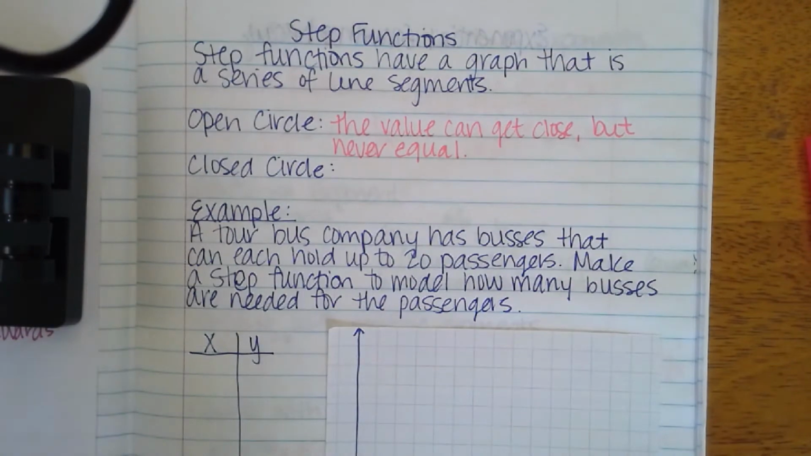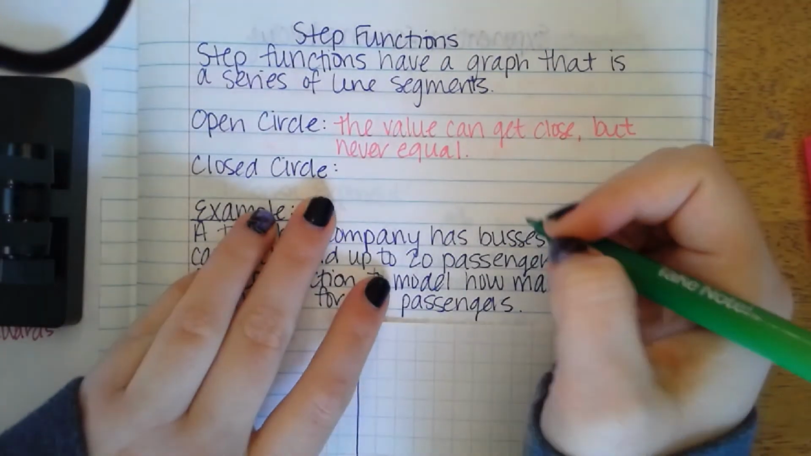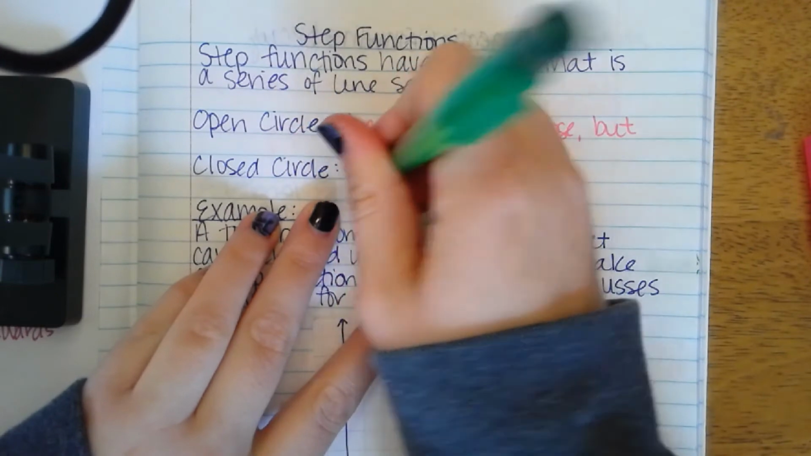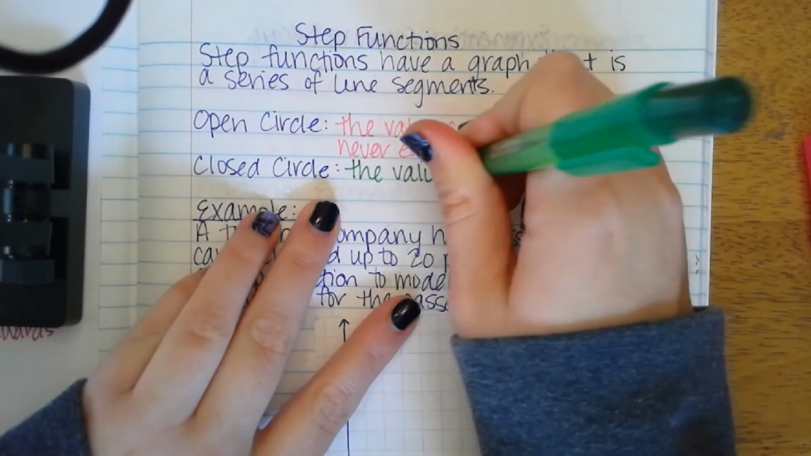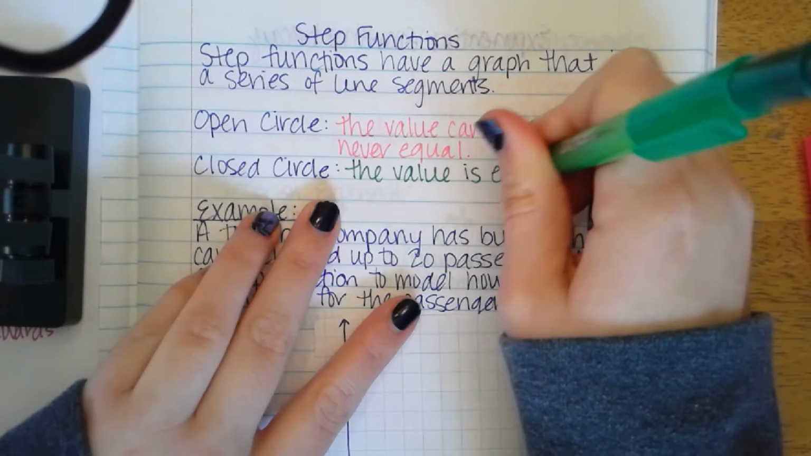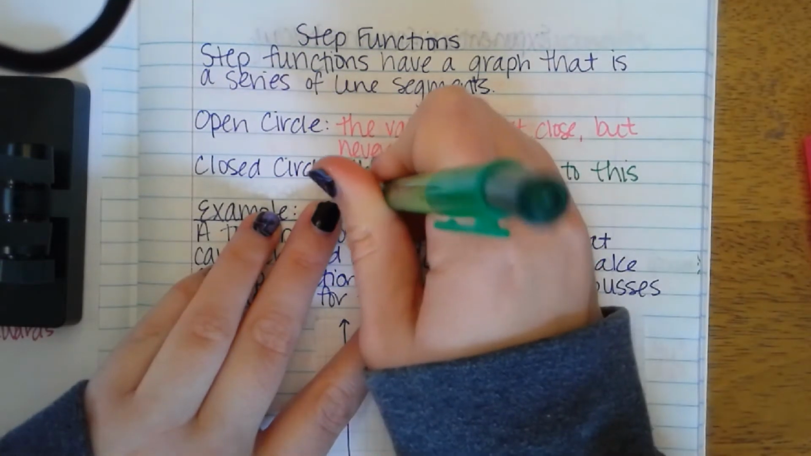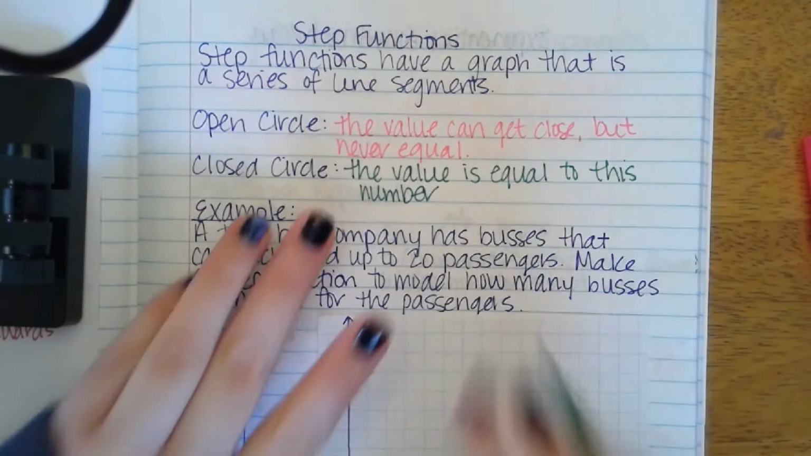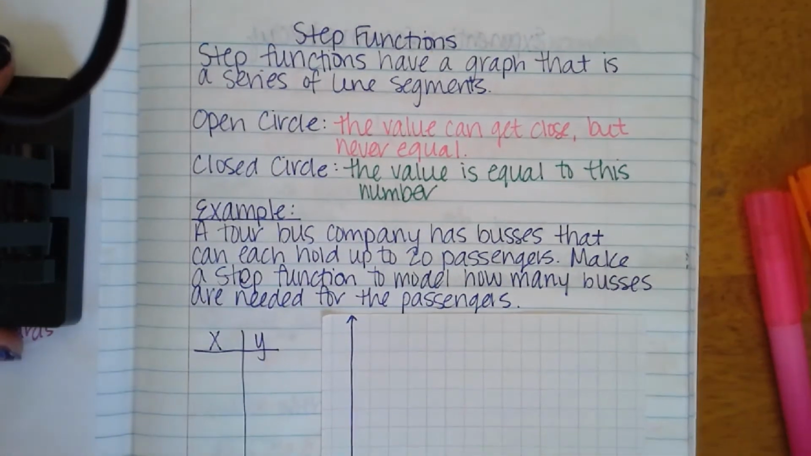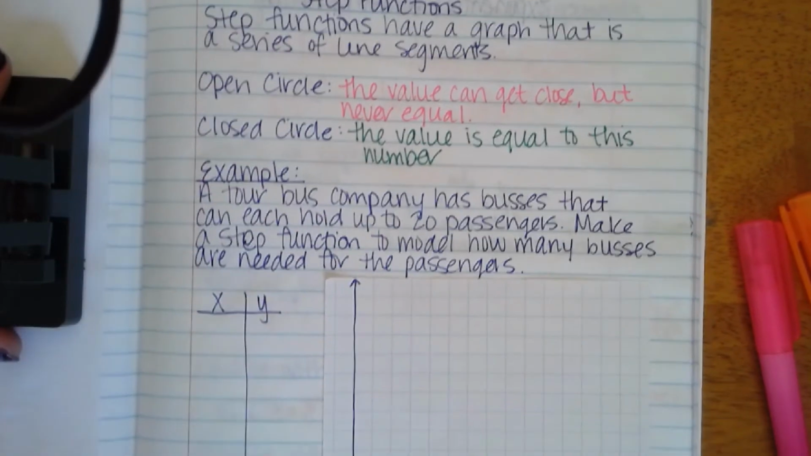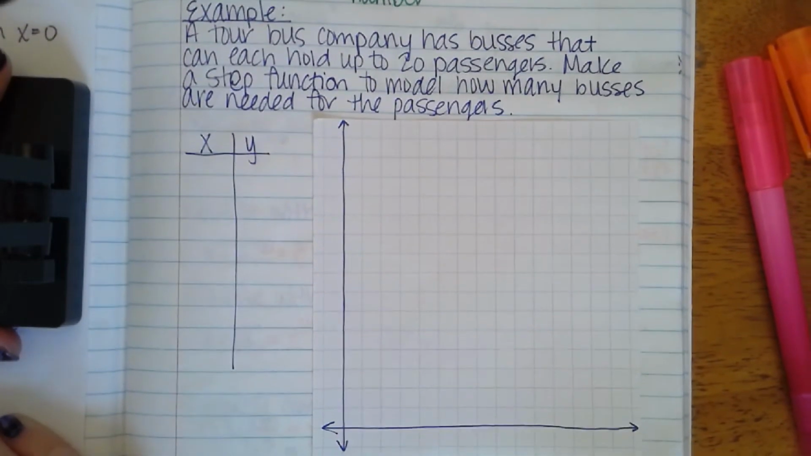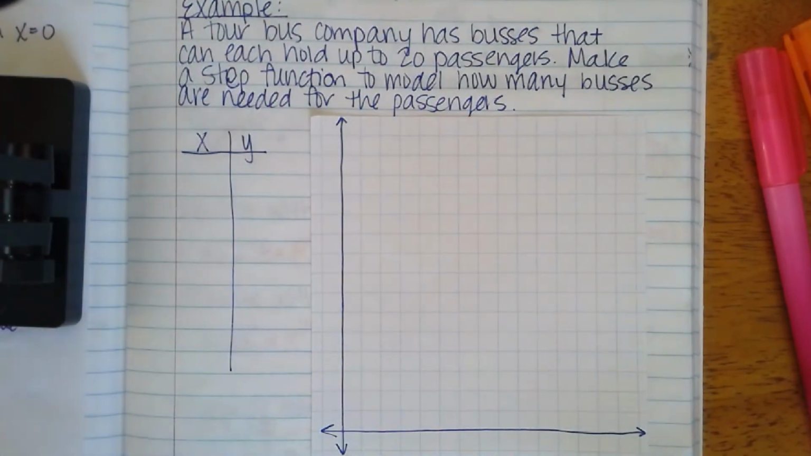And then the other option would be a closed circle. So if we have a closed circle on the graph, that means that the value is equal to that number. Okay, so now we're going to use that idea for our example here. Our example says a tour bus company has buses that can each hold up to 20 passengers. We're going to make a step function to model how many buses are needed for any number of passengers.